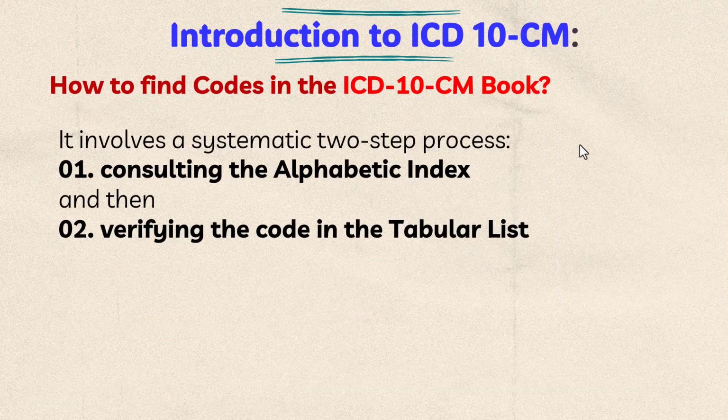How to find codes in the ICD-10-CM codebook? It involves a systematic two-step process. One is consulting the alphabetic index and then verifying the code in the tabular list. Let's see how the ICD-10-CM codebook looks like and what are the contents of it.